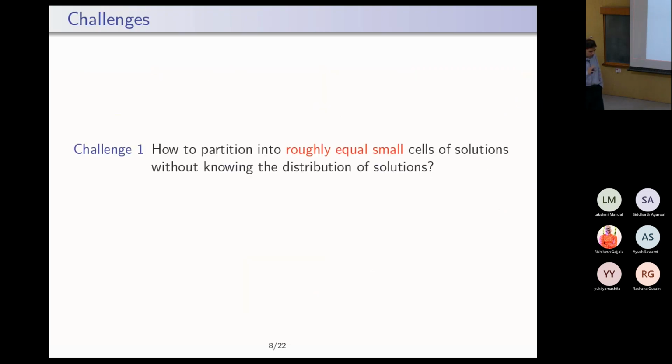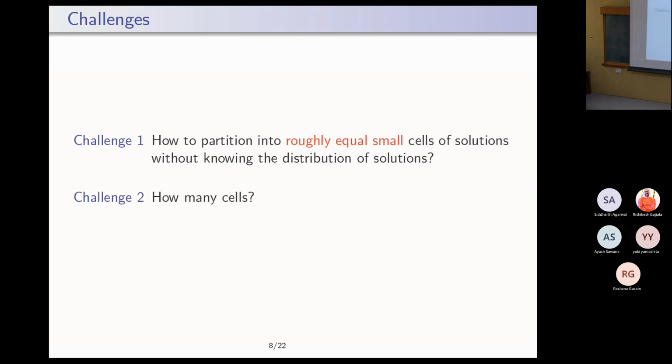So if you're looking at a meta algorithm which works along these lines, there are two challenges to address. First is how to partition into roughly equally small cells without knowing the distribution of solutions. If each cell had the same number of solutions, then that estimator would be exactly correct, but you want an approximate version of this. And also how many times you need to do this partitioning, so how many cells.